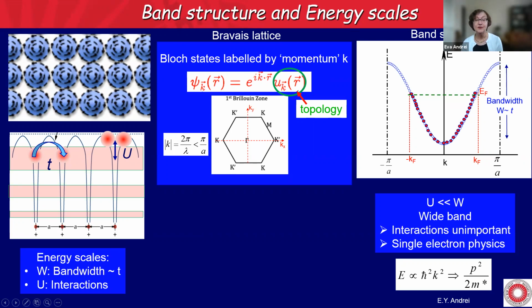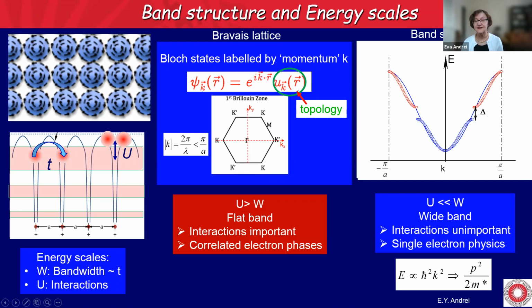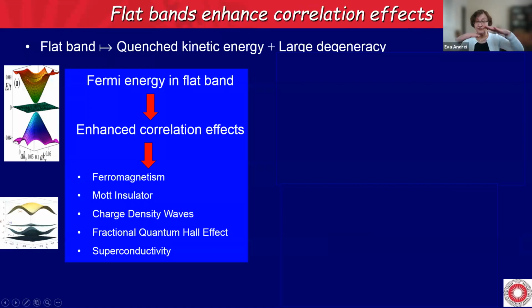The other limit is when the kinetic energy is less than the interaction energy. And this is when things become interesting, because then the band is no longer rigid. So by throwing the electrons in there, you can actually change the band structure. The electrons will attempt to lower their energy by opening a gap at the Fermi energy and become correlated, and you can get various correlated phases. For example, if you get a flat band, in other words, kinetic energy is much less than the potential energy, we have large degeneracy, and you can create various correlated phases like ferromagnetism, Mott insulators, charge density waves, fractional quantum Hall effect, superconductivity. This is when things start getting interesting.